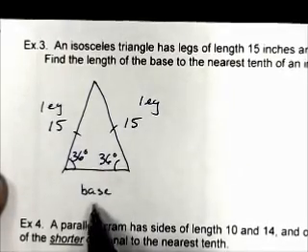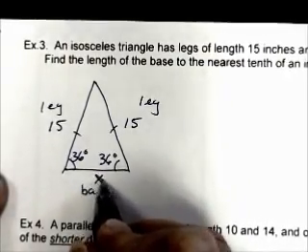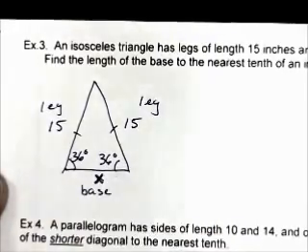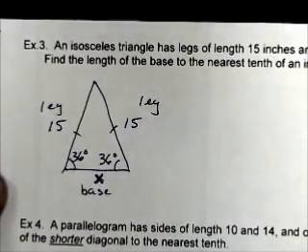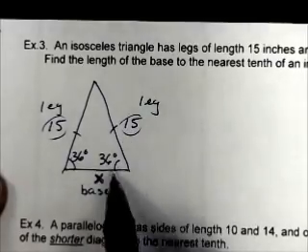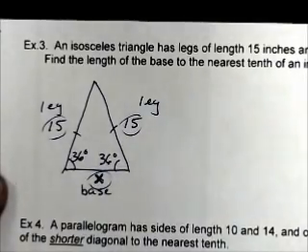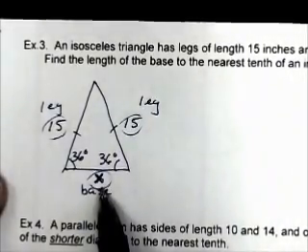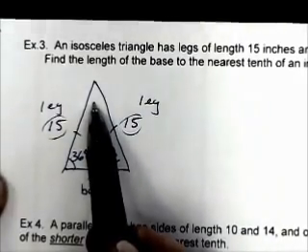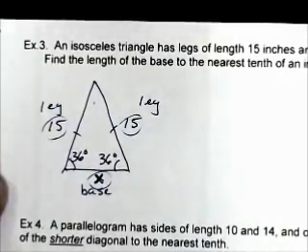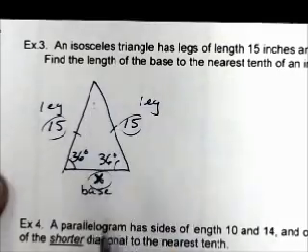Okay, I'm going to call this x then. I'm finding the base, so I'm going to call it x. All right, so we have all three of our sides represented. Now, if we're finding this side x, we need to know the angle that's across from it. So what is this angle here?